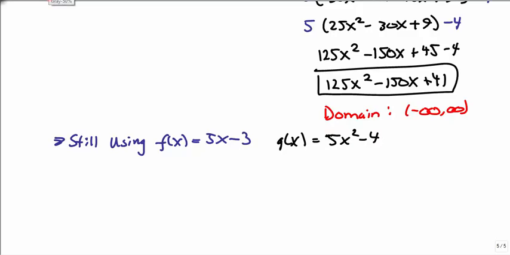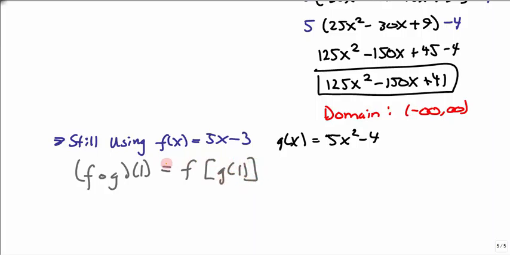Now let's look at these in terms of evaluating functions. Let's look at f of g of 1. This means I will plug 1 into g and get an answer, and then I'll take that answer and plug it into f. So f of g of 1. I start and plug the 1 into the closest function to it. So g of 1 in this particular case is going to be 5 times 1 squared minus 4.